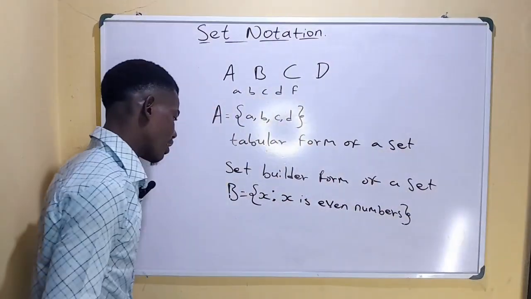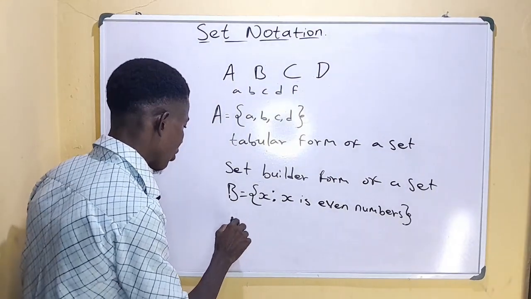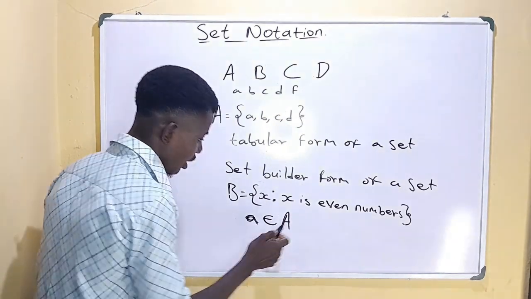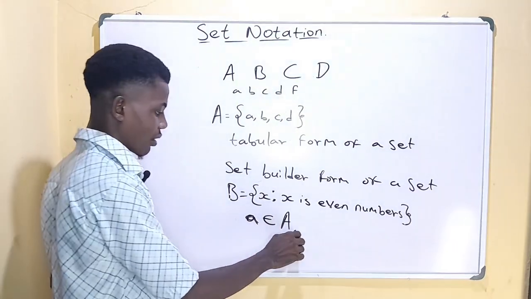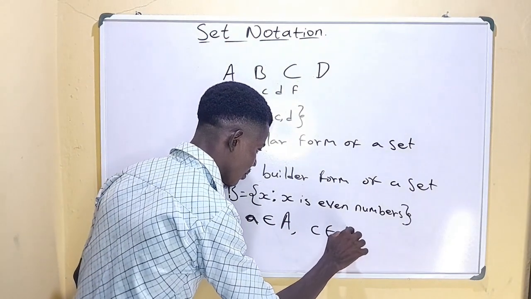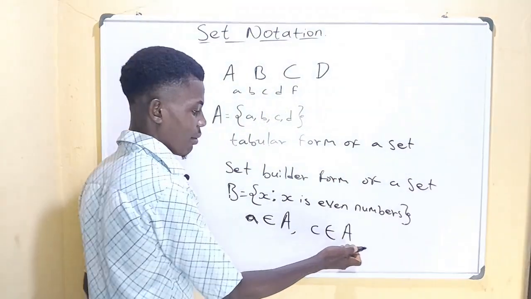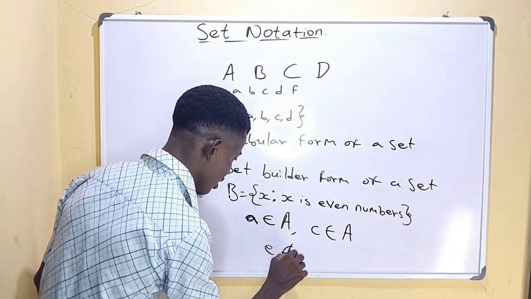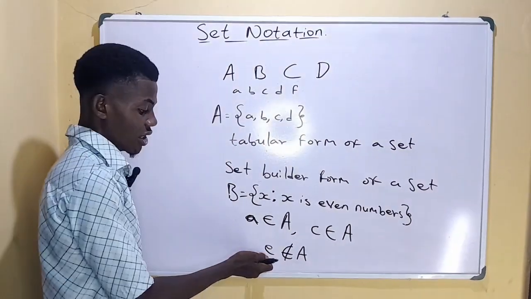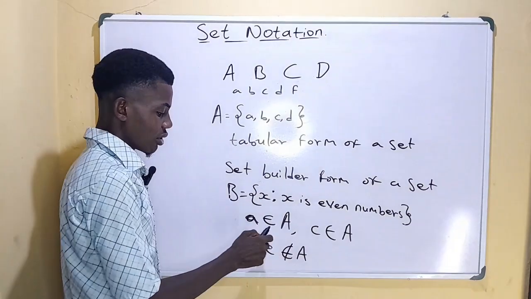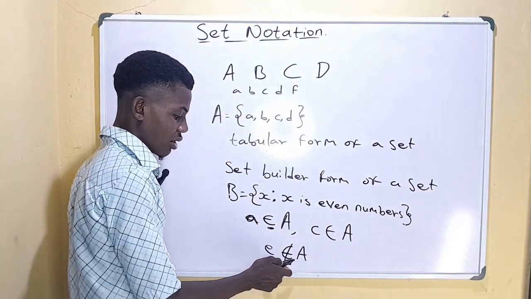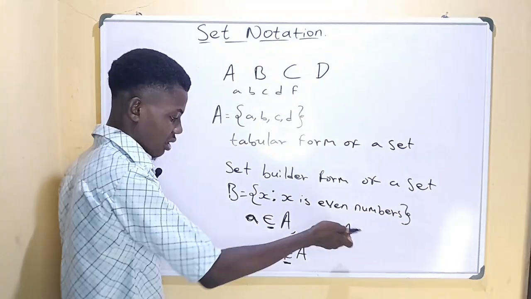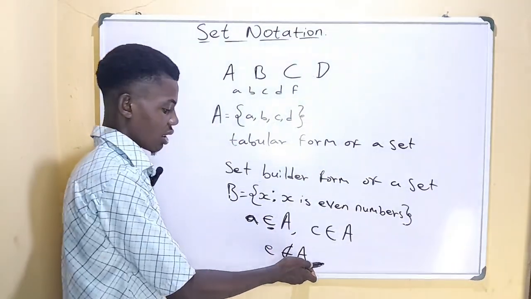Another thing you need to know is that when we write a with this symbol, it means that a is an element of set A, or we can say c with this symbol, it still means c is an element of set A. But when we write e with this crossed symbol, it means that e is not an element of set A. So this symbol means element, while this one means not an element.